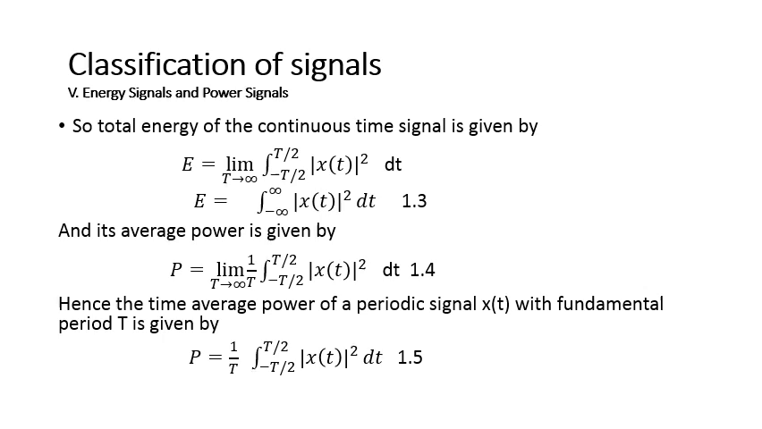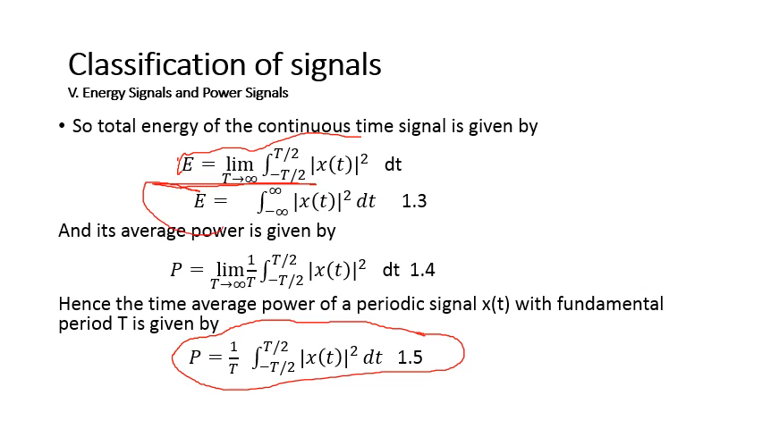Hence, for the time average power of a periodic signal, you understand a periodic signal has some fundamental period T. So instead of saying limit T tends to infinity, because now it has some finite value of a period, this is the expression for finding the power in case the signal is periodic. If it is aperiodic, then T will be infinity. T means time period, right? And this is the expression for finding the energy.